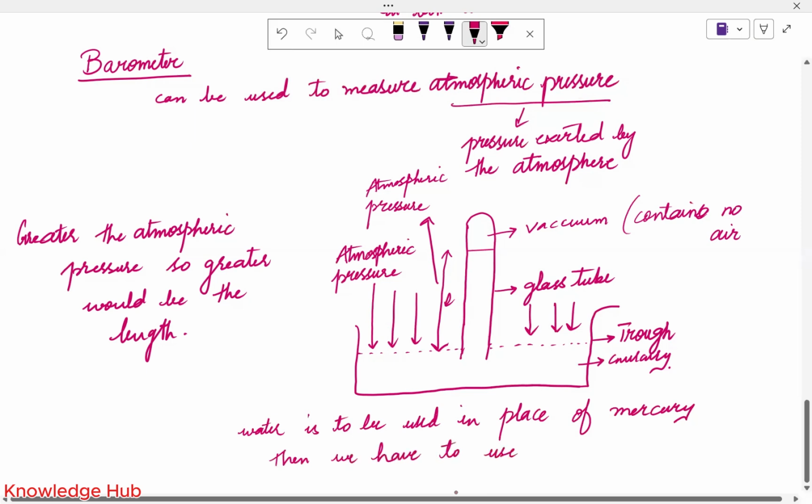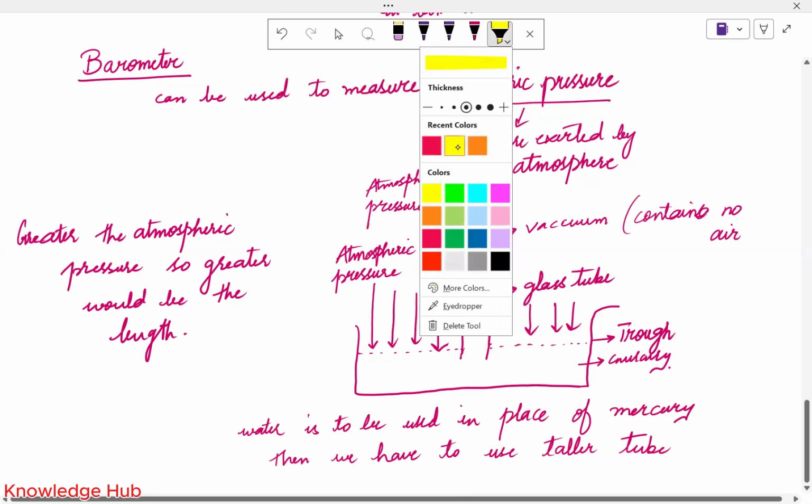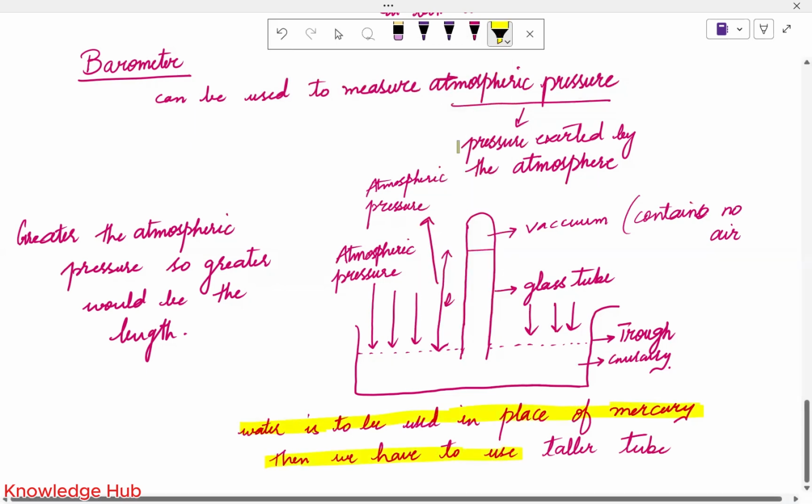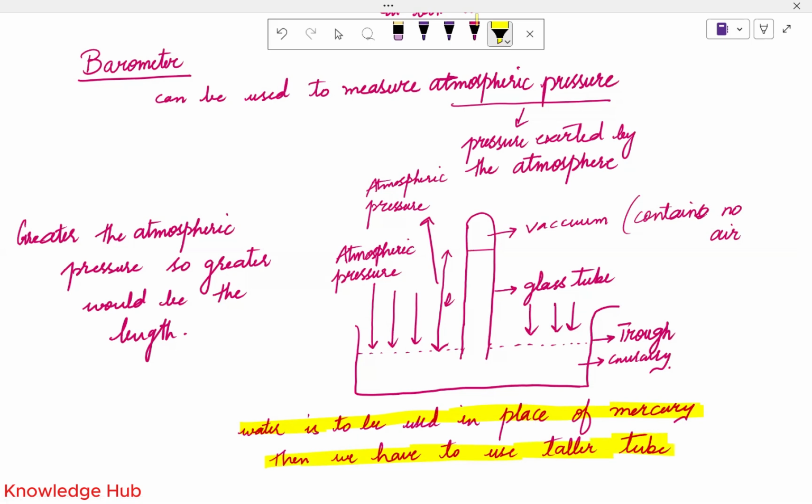If water is used in place of mercury, we have to use a taller tube. Okay. So this is very important information that can be asked in the exam, that what would happen if we use water in place of mercury. So this is the whole lecture on pressure.